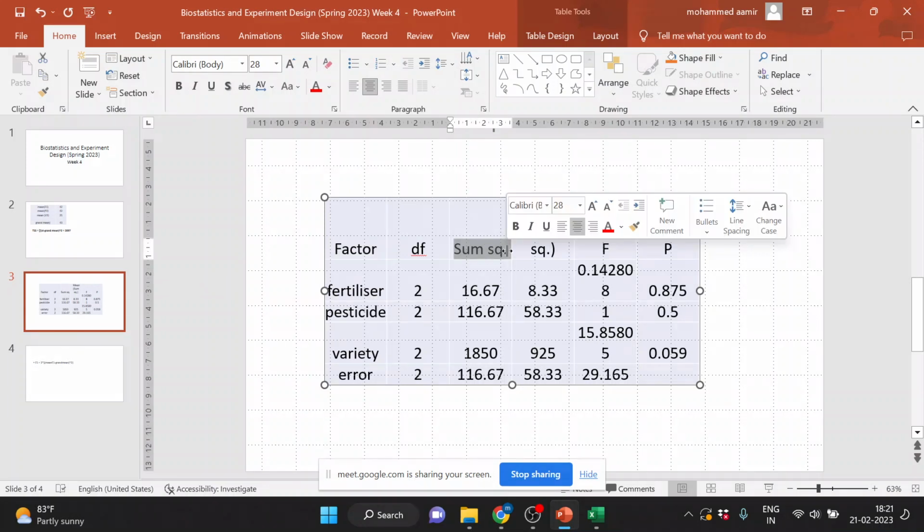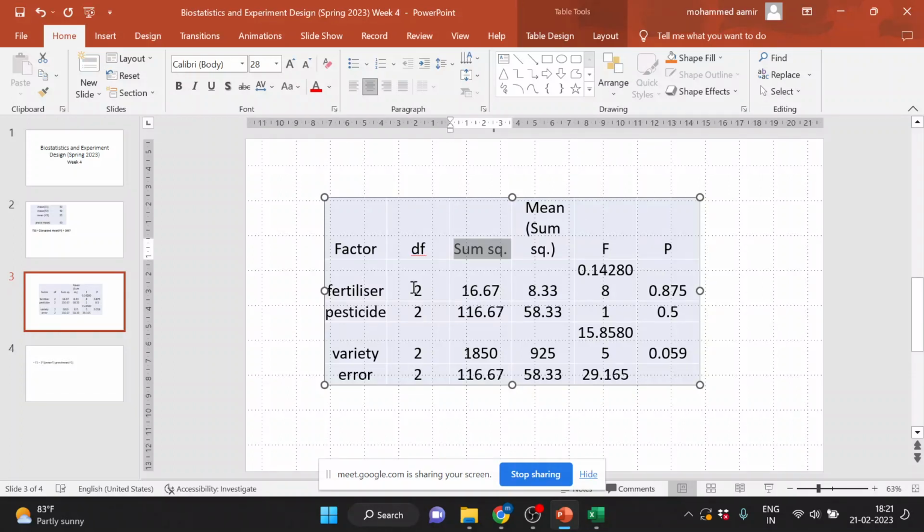Same thing for P1, P2, P3, and variety V1, V2, V3. You get these 3 values, and if you subtract the sum of these 3 values from your total sum of squares, you get it for error. Now, what is mean sum of squares? Nothing but divide this value by the degrees of freedom for each of the factors. So it's 16.67 divided by 2, 116 divided by 2, 1850 divided by 2, and 116. So you get the mean sum of squares.